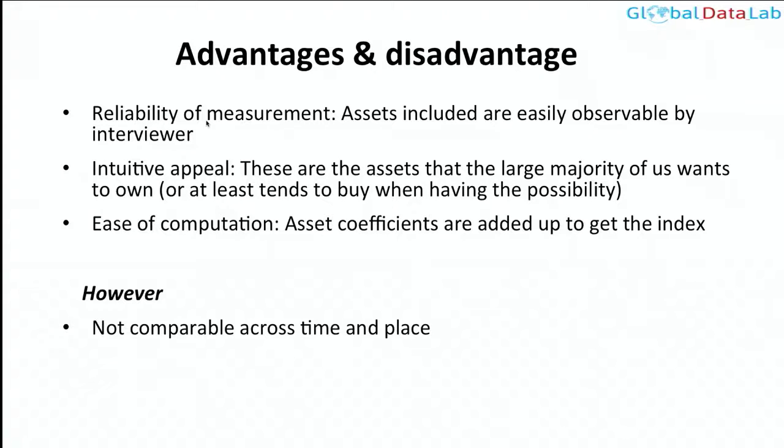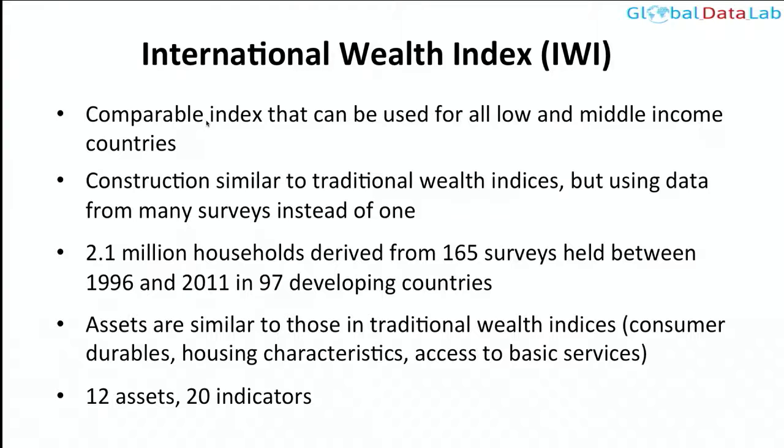However, the indices used until a few years ago had the great disadvantage that they were not comparable across time and place. They were made for each survey anew, so they could not be used for comparative research, which we are doing and which is also very important for Dollar Street. So we developed the International Wealth Index, and that's a comparable index that can be used for all low and middle income countries, and it is constructed in the same way as traditional wealth indices, but on the basis of many surveys. So from our database, we extracted 165 surveys, information on 2 million households, and we constructed our wealth index on the basis of that.